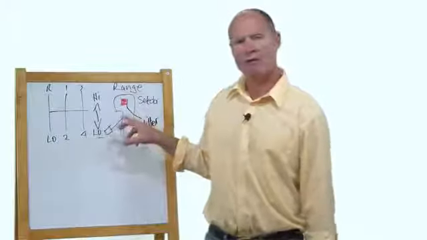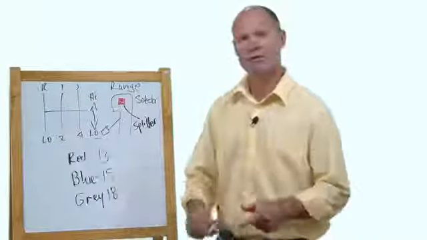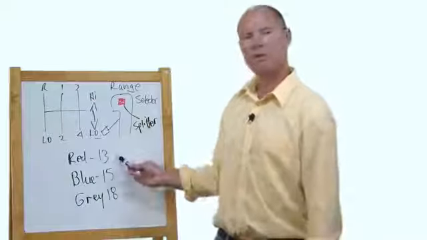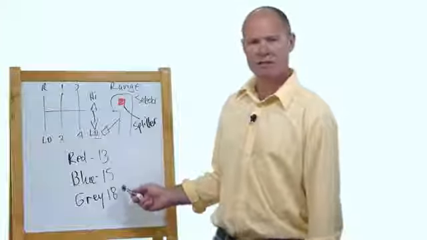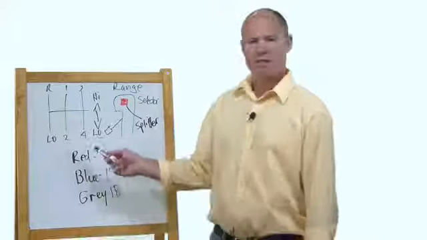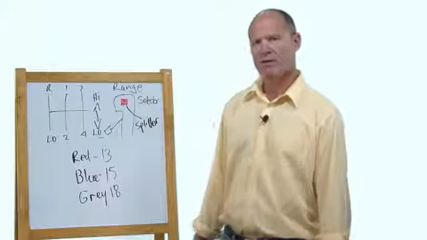The splitter allows you to split the gears in the top range. If it's red, it's a 13 speed. If it's blue, it's a 15 speed. And if it's gray, it's an 18 speed. Now I'll just talk about 13s and 18s for just a moment, because 15 speeds are different than 13s or 18s.